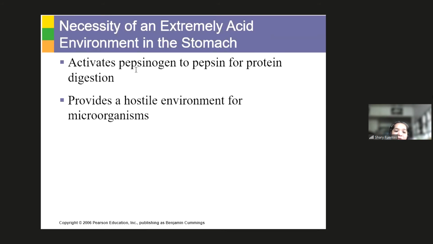What is the use of the acid in the stomach? Why do we really need acid? The extremely acidic environment in the stomach activates pepsinogen. When pepsinogen is added to the hydrochloric acid, it will convert your pepsinogen to pepsin for protein digestion. Otherwise, it is useless.